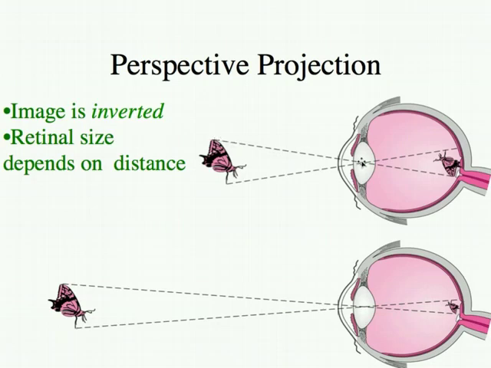When light has to pass through a specific point in order to reach the back and reach an imaging device, it has the effect of inverting the image. So light from on top is going to fall on the bottom, and light from below is going to fall on top of the retina. And it also means that retinal size is going to depend on distance. As the object gets further away, the image that it produces gets smaller. And these both are direct effects of the fact that light has to pass through a small aperture, in our case the pupil, in order to reach the back of our eye.